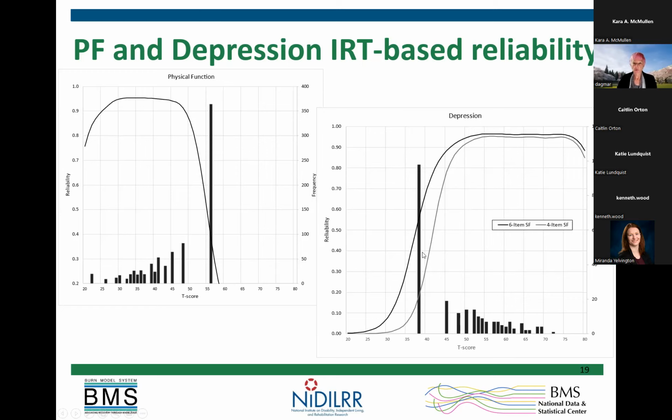So this higher line is the reliability of the 6 item short form, and this lower line is the reliability of the 4 item short form. This allows us to compare: would it be worth administering 6 items? Would it give us more reliability? And as you can see, the difference is pretty small. So we actually opted to administer a 4 item form. So this is the kind of information we look at.